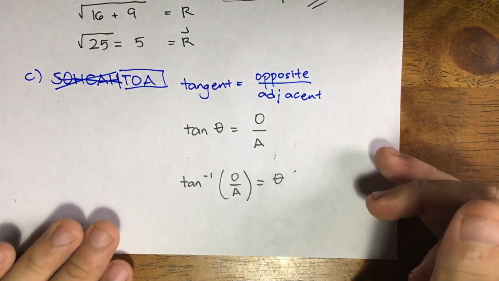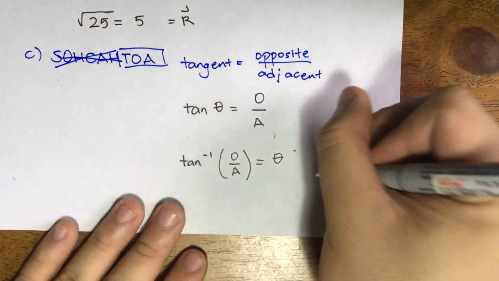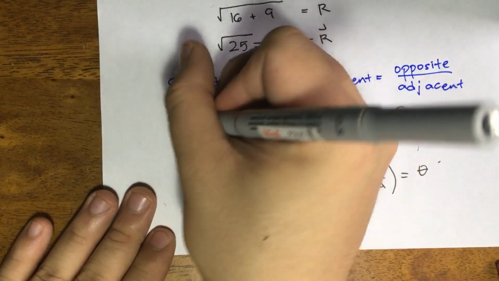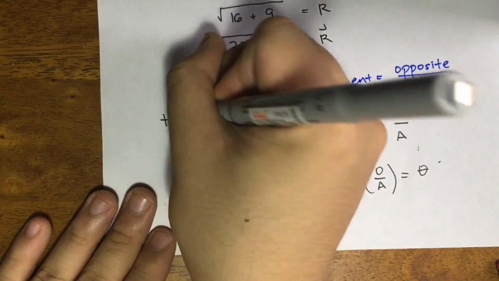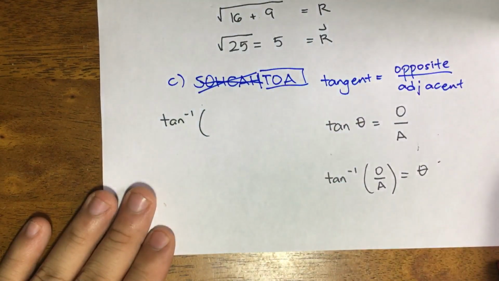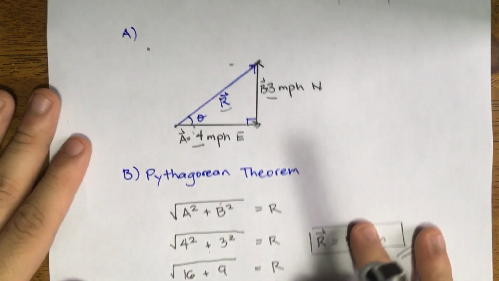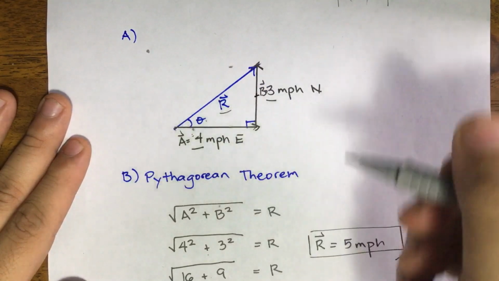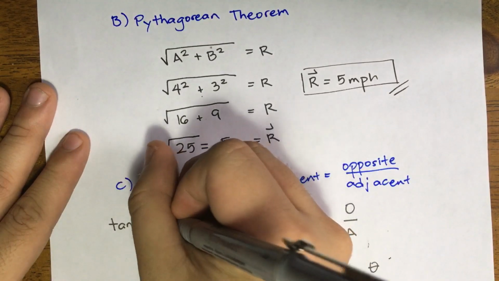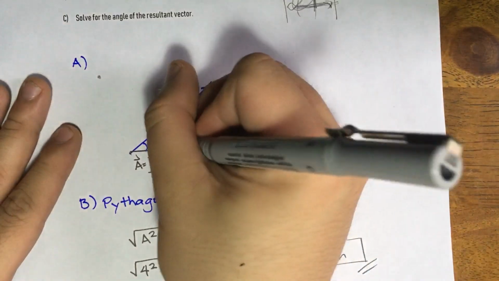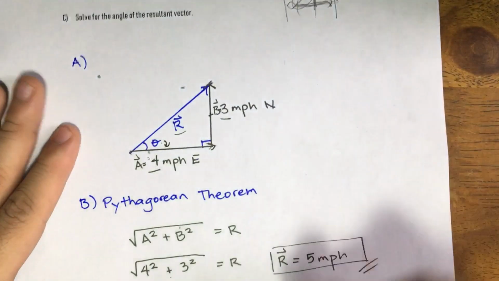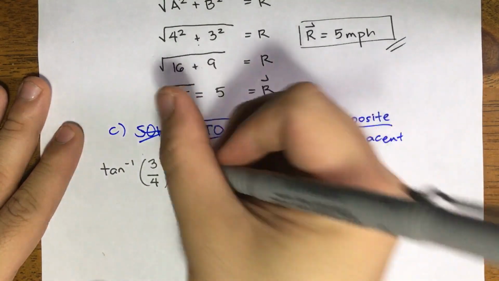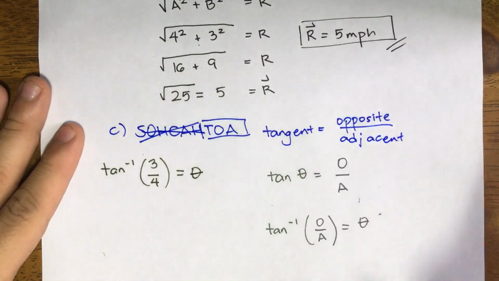So let's plug in the values. Tangent inverse, let's start from scratch over here. Tangent inverse of opposite. So what is the opposite side? Well, the opposite side to the angle is the one right here. So that's 3. The adjacent side will be the one below. That's 4. Tangent inverse of 3/4 will give you theta.